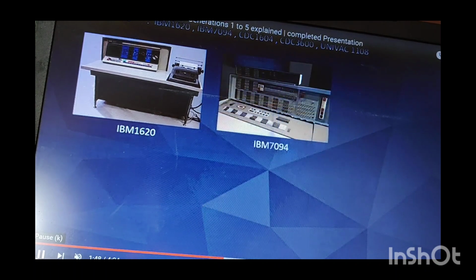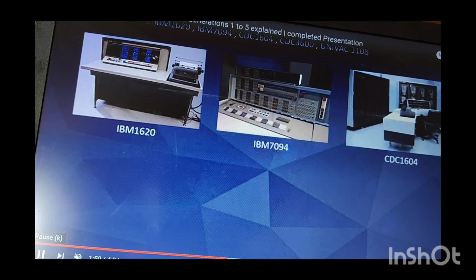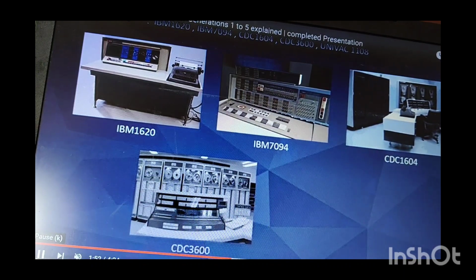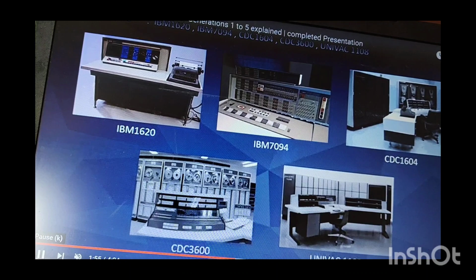What are the examples? IBM 1620, IBM 7094, CDC 3600, and UNIVAC 1108. These are all examples of second generation computers. You can see the size of this computer. It is not as big as the first generation, but it is also big in size. Can you see that?